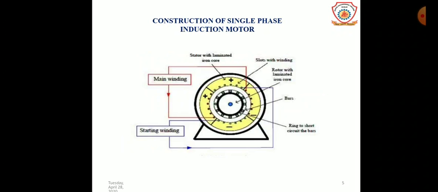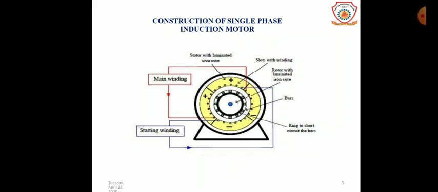Now this is the cross-section view of a single-phase induction motor, where we have two types of winding. The red one is the main winding and the purple one is the starting winding. The main parts of a single-phase induction motor are the stator, rotor and windings. The stator is the fixed part of the motor to which AC is supplied.